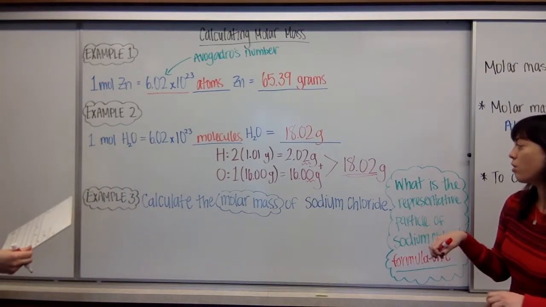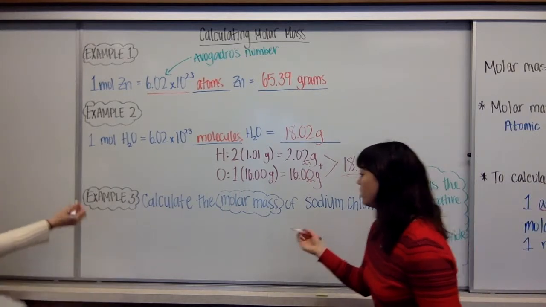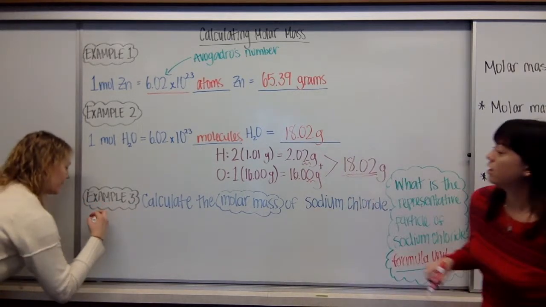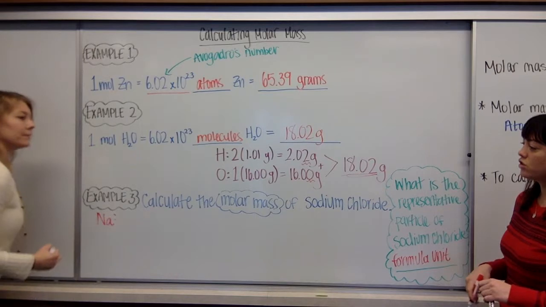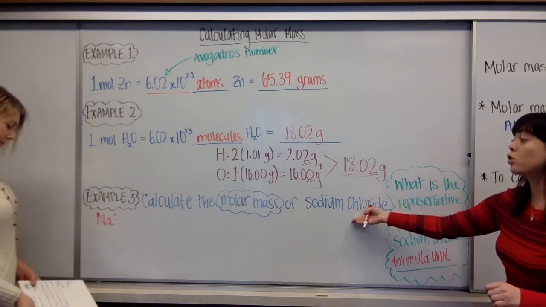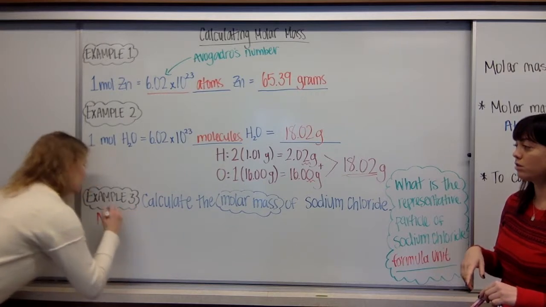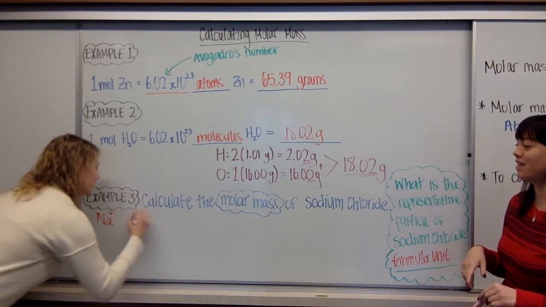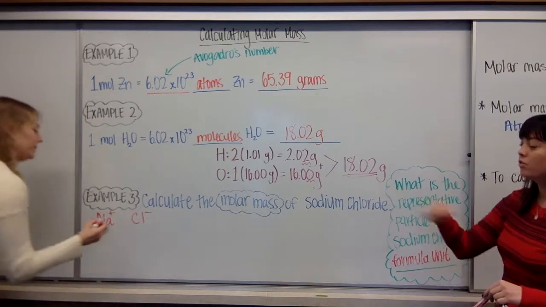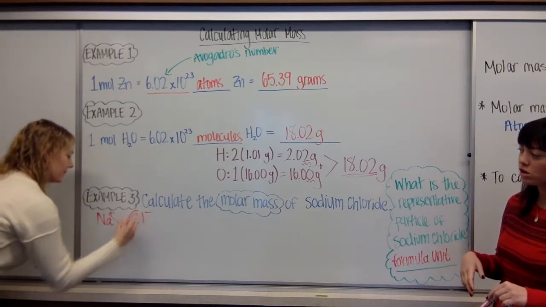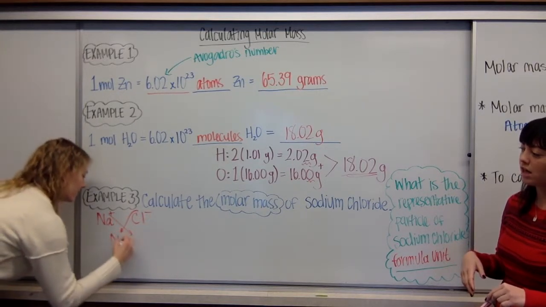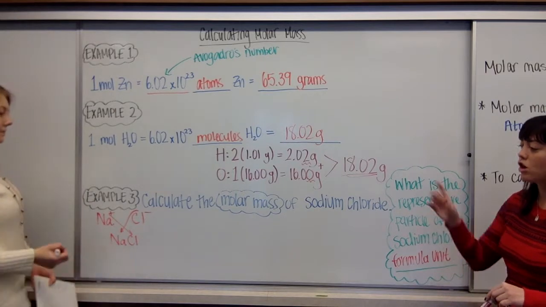So to calculate the molar mass of sodium chloride, we are going to first figure out what our sodium chloride looks like. So sodium is going to have a charge of 1 plus, and then chloride 1 minus. If we crisscross and reduce, we know that our sodium chloride is NaCl. Great. So one of each.